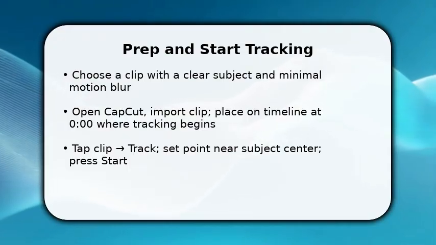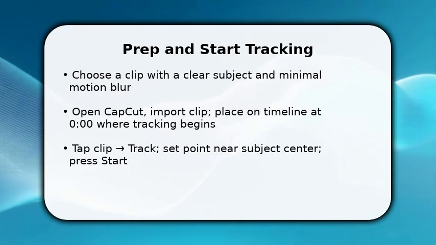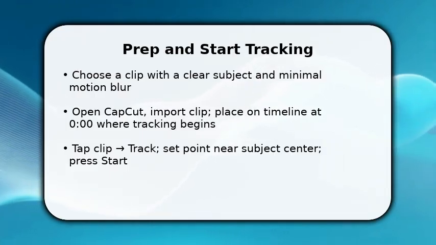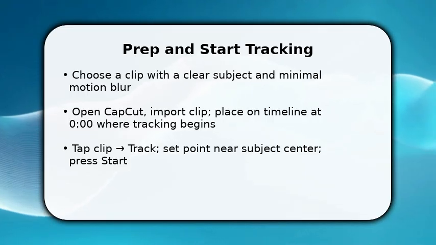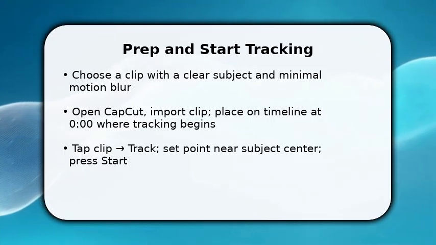You begin by choosing a clip with a clear subject and minimal blur so the tracker has reliable features. Once in CapCut, import your footage and place the playhead where you want tracking to start. This reduces drift. Tap the clip, open track, and place the tracking point near the subject center because that gives the algorithm consistent pixels to follow.